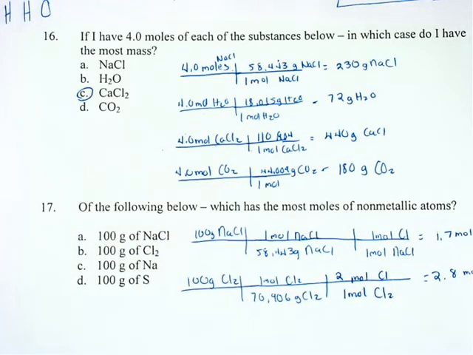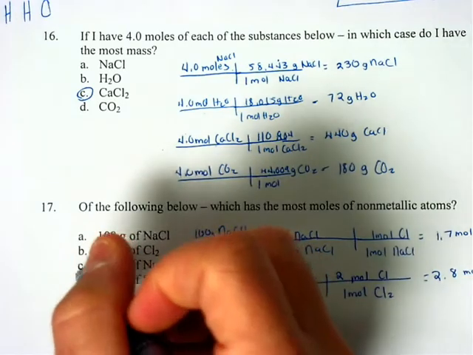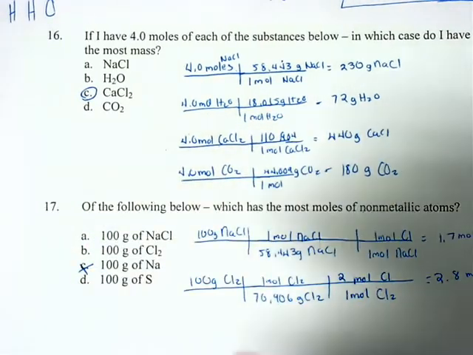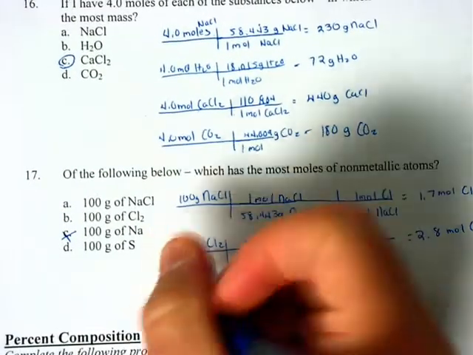Now I'm gonna skip part C. Can someone tell me why I'm just gonna skip it? It's a metal. Na has only a metal in it. It's only a metal, so I would skip it because it's gonna have 0 non-metal atoms in it. So I'll just do D then.